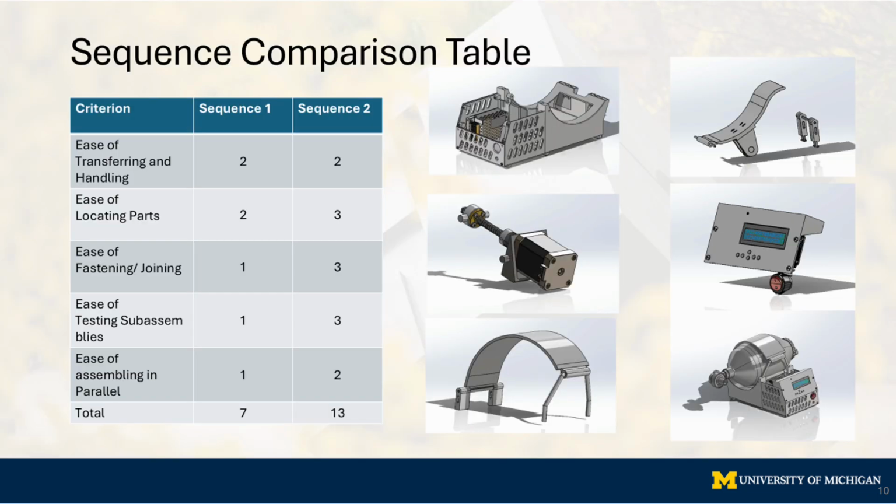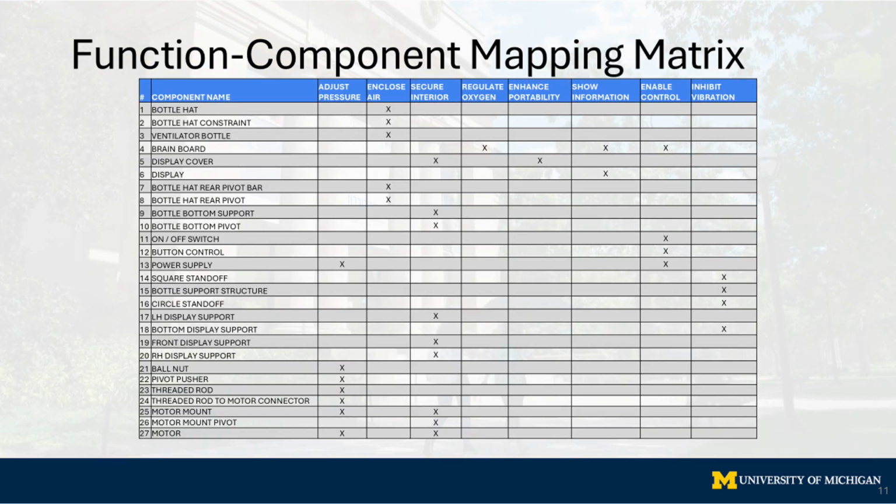The noticeable difference between the two sequences is the ease of fastening and the ease of testing subassemblies. The combining of the bases and moving the lower squeeze subassembly after the motor subassembly allowed for an easier overall assembly process. Next, we have the function component mapping matrix, where each component of the ventilator is assigned to a leaf function on the FAST diagram.